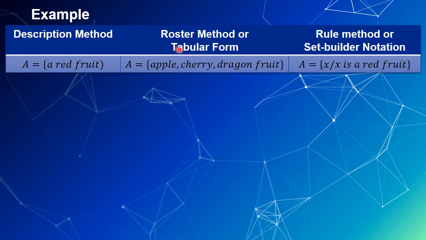To write this one using the roster method or tabular form, you are going to identify those fruits that are red. So, just write the elements. We have here apple, cherry, and then we have dragon fruit. Although there are also other red fruits, these are just limited, so you may write additional red fruits here. Then to write this one using the rule method or set builder notation, you are going to write x such that x, and then just copy the description.